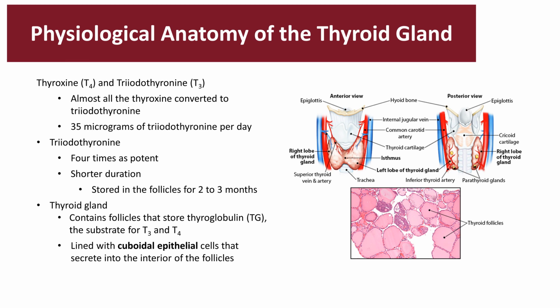On a posterior aspect, you can see that there are 4 small glands located on the back side of the thyroid gland, and these are called the parathyroid glands. The region that divides the left and right lobes is called the isthmus, and you can see that it sits right below the thyroid cartilage.